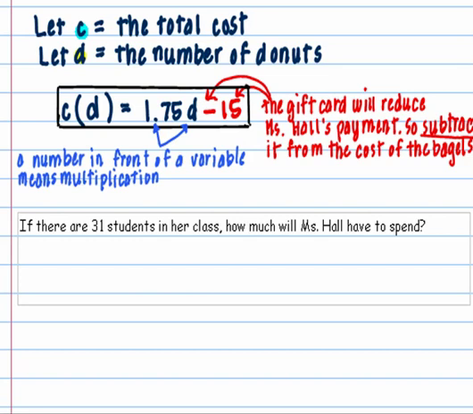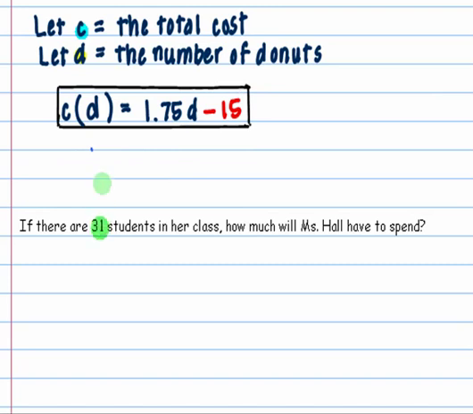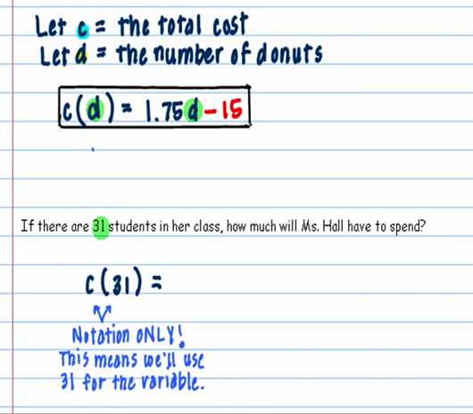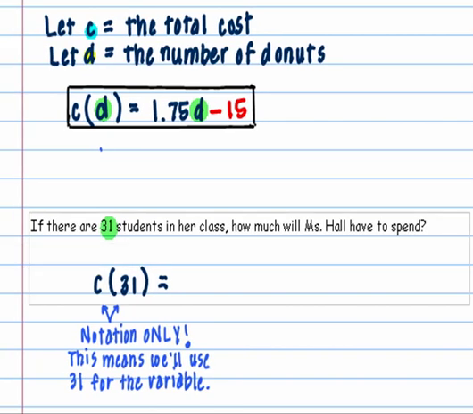If there are 31 students in her class, how much will Mrs. Hall have to spend? Okay, we're just going to go up to the function we wrote above, and our input value, D, donuts, is now going to be 31 because she's going to have to buy 31 donuts to give one to each of her students. So our function now becomes C of 31. Remember, that is notation only. It's not a multiplication problem. It just means that I am going to use 31 for my input value.